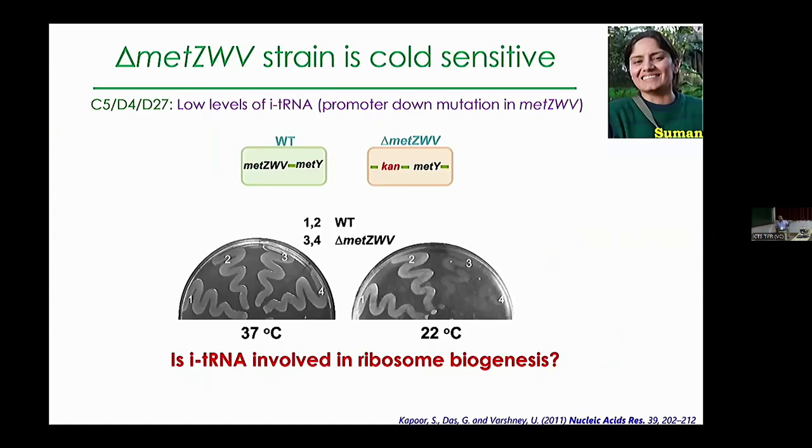And the mutation was such that the transcriptional level of this was really minimized to almost non-detectable level. So when she actually plated this bacteria with these suppressors, and then of course created a defined mutation by deleting this locus, what she noticed was that this strain, which was deleted for 3 tRNA genes, was cold sensitive. Now, cold sensitivity is generally associated with ribosome biogenesis defect. So obviously the question was, is initiator tRNA involved in ribosome biogenesis?